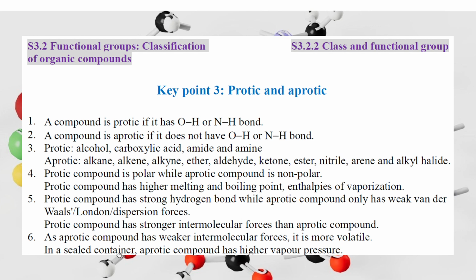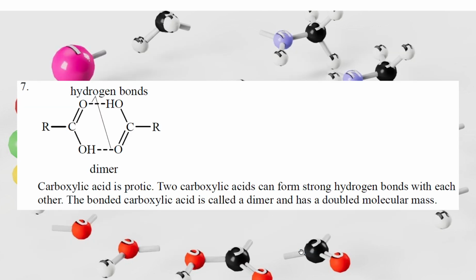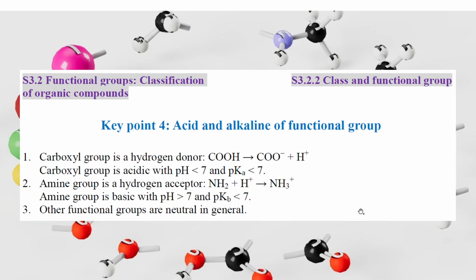If we have a sealed container, you can see the vapor easily for the aprotic one. And the polar one is so strong that, for example, carboxylic acids form a dimer, so strong that we can treat them as one molecule. The hydrogen bond is so strong that you can have double the molecular mass. And for acidity and alkalinity, we look at the group.